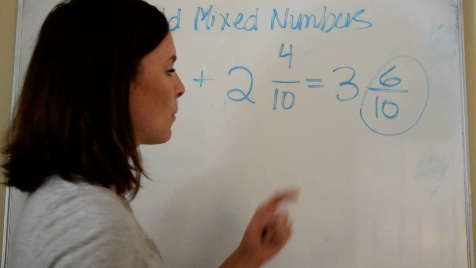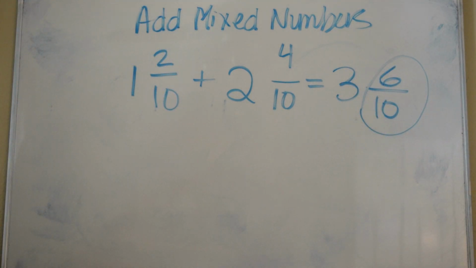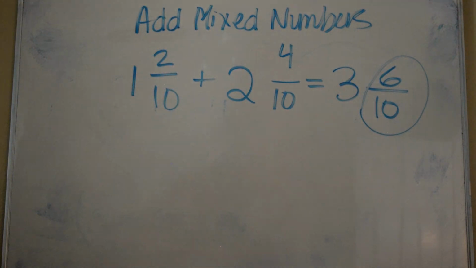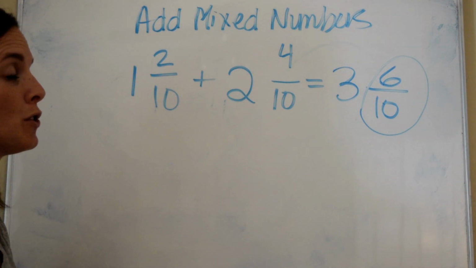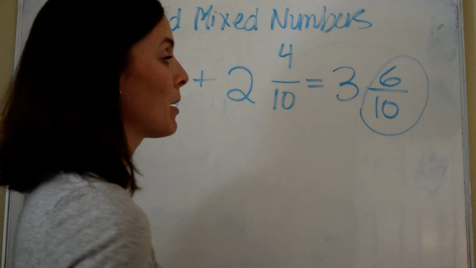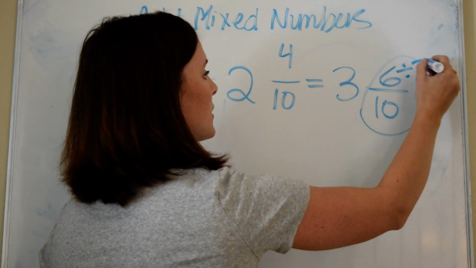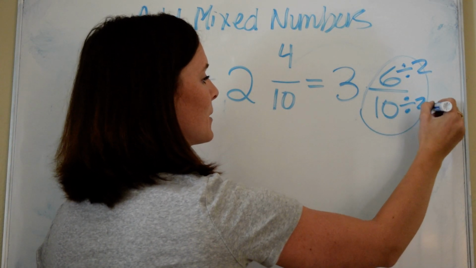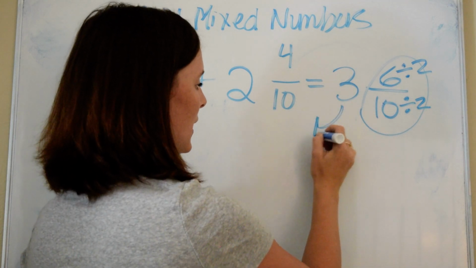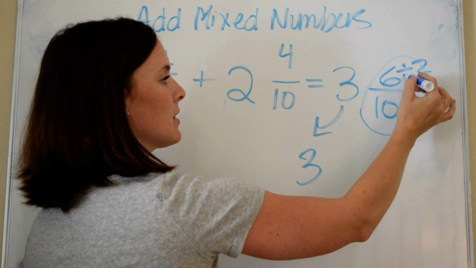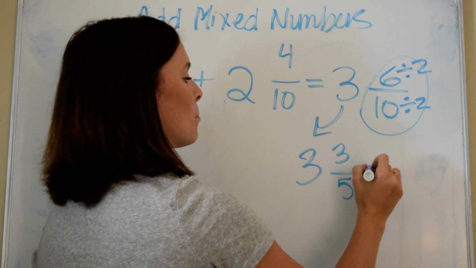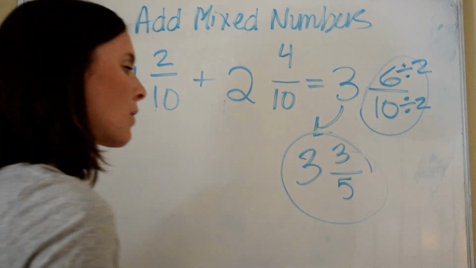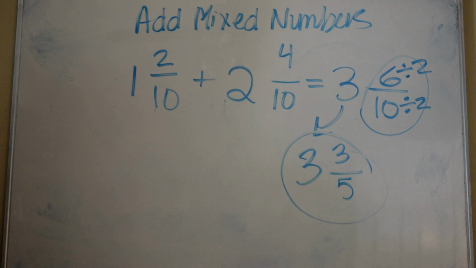The 3 stays. But what about my 6/10? What does that simplify to? 6/10 simplifies because they both share a factor of 2. I can divide the top and bottom by 2. If I divide the top and bottom by 2, I will get my simplified fraction. So my 3 stays, but now 6 divided by 2 is 3, and 10 divided by 2 is 5. So my correct simplified answer is 3 3/5.